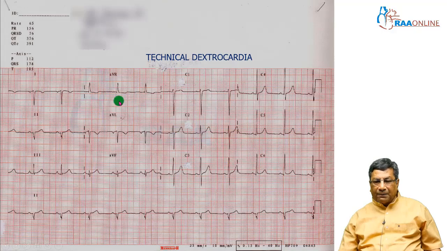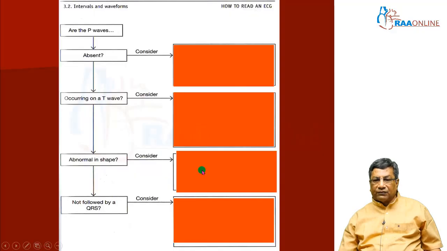Here, it is appearing like a dextrocardia because of limb lead reversal by the technician. So, this is called technical dextrocardia. In true dextrocardia, the R wave will be progressing on the right side. In technical dextrocardia, the R wave will be normally progressing on the left side.